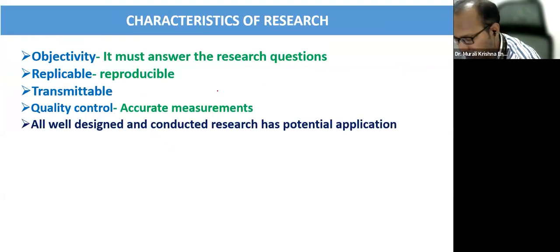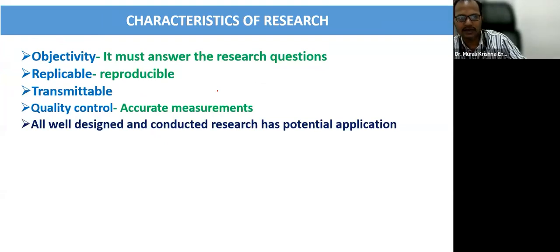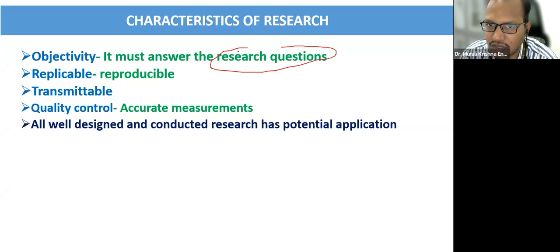Once you choose a topic, some characteristics should be there. For example, you must answer some research questions. Even if you say there is some problem I am going to solve, that means you are going to address some research question. So its objective means you are going to address some research questions.